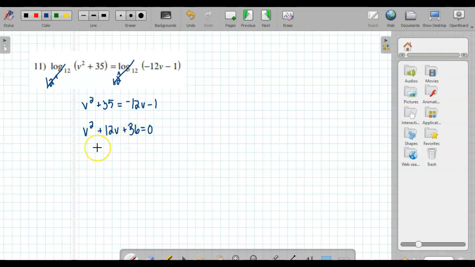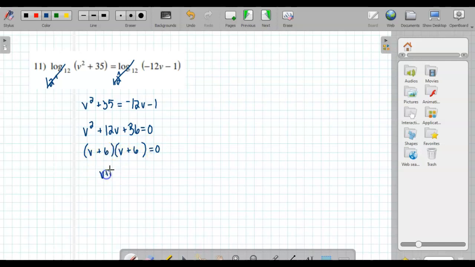And we can either factor or do quadratic formula or complete the square. I believe that this is going to factor for us. So if I put a v here and a v here, and to get 36, you could multiply 6 and 6. And 6 plus 6 is 12, so I'm going to put a plus 6 and a plus 6. So that is going to give me v plus 6 times v plus 6 equals 0.